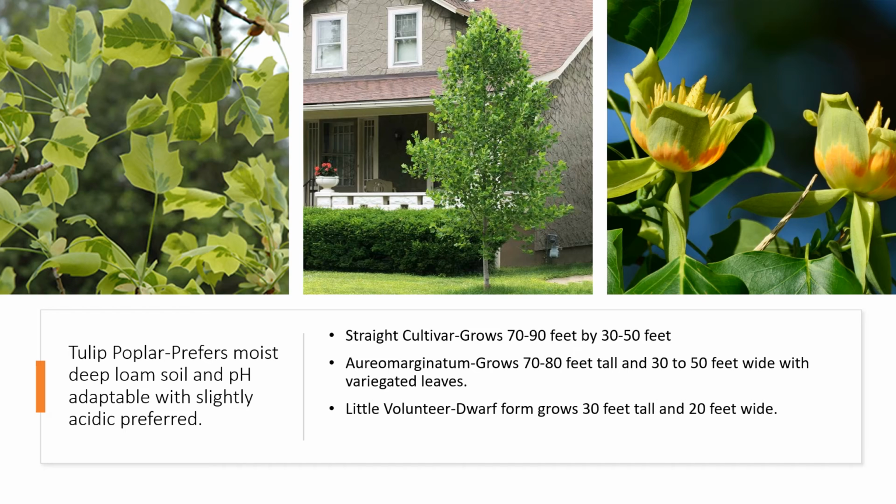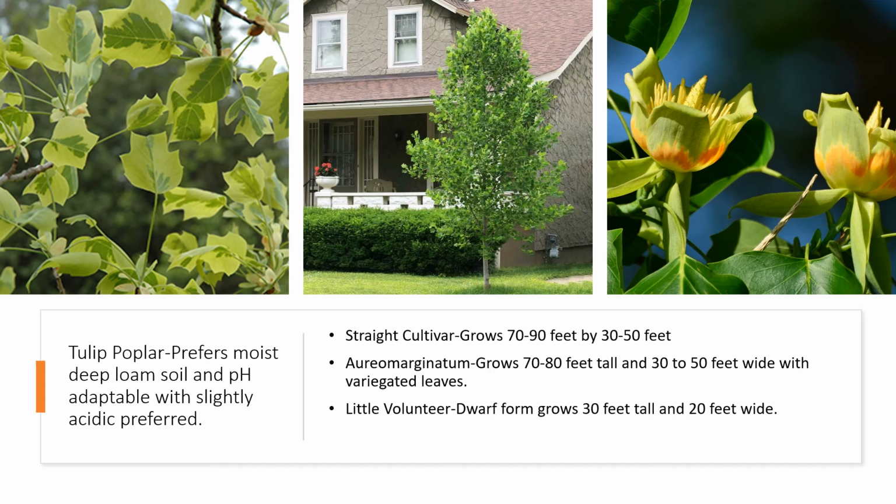The straight cultivar is considered our tallest tree usually in our woodlands. It will grow 70 to 90 feet tall very easily, about 30 to 50 feet wide. So it's a huge tree. As far as varieties, on the top left there, that's Aureomarginatum. It grows about 70 to 80 feet tall and 30 to 50 feet wide, but it does have the variegated leaves. As you can see there, it's a very attractive plant.